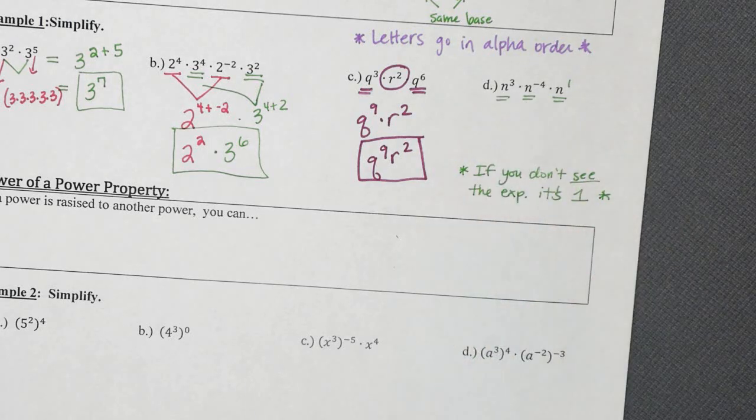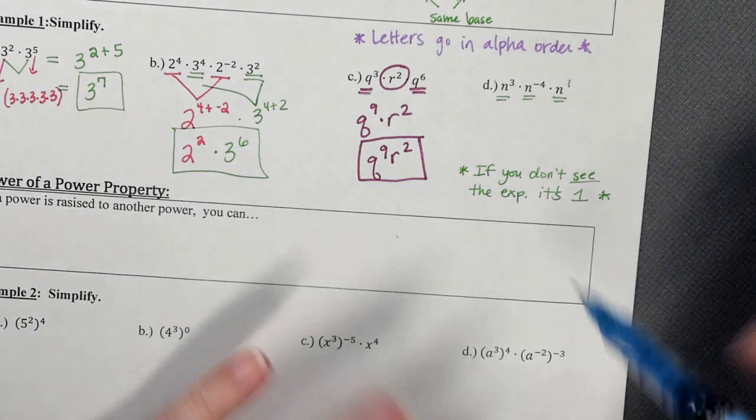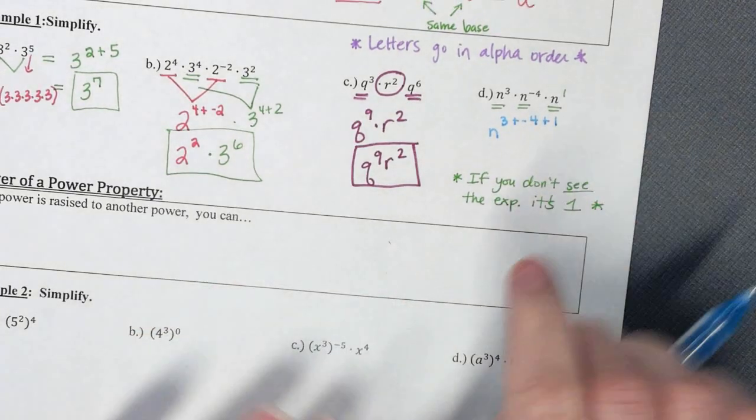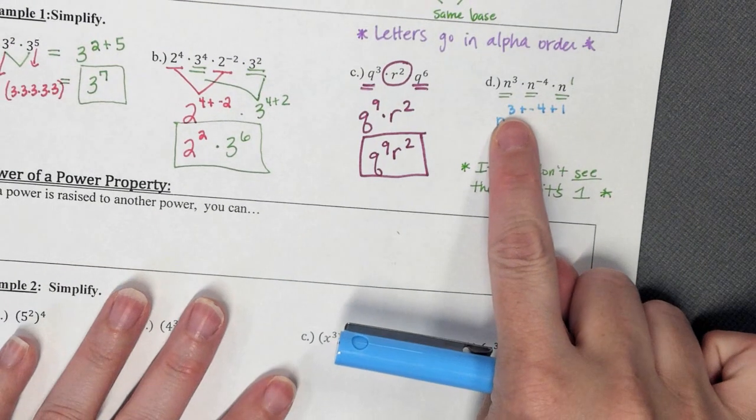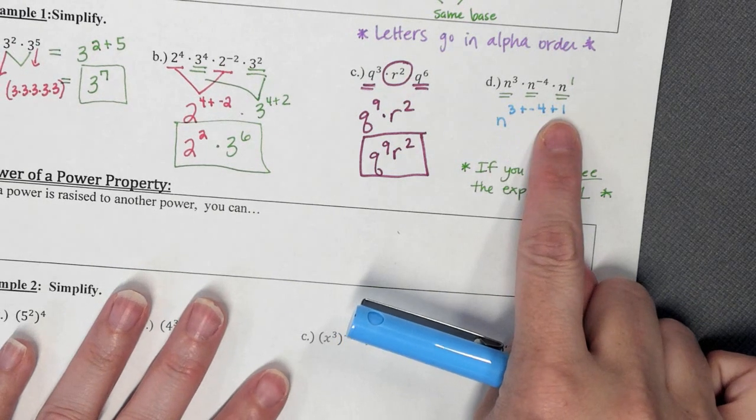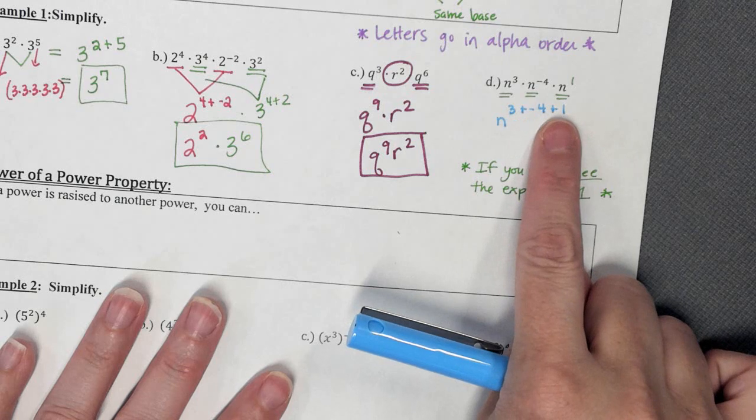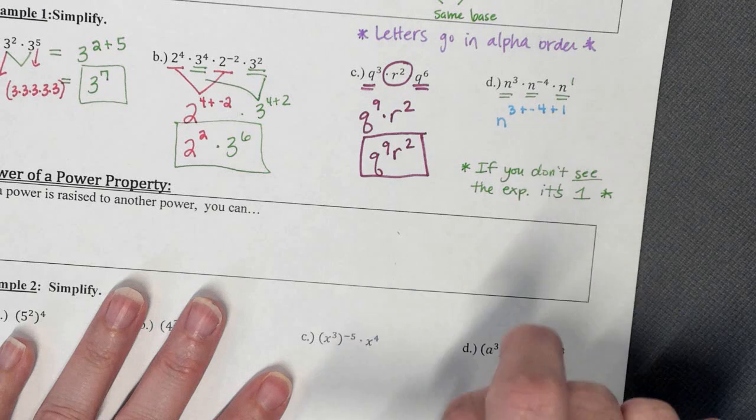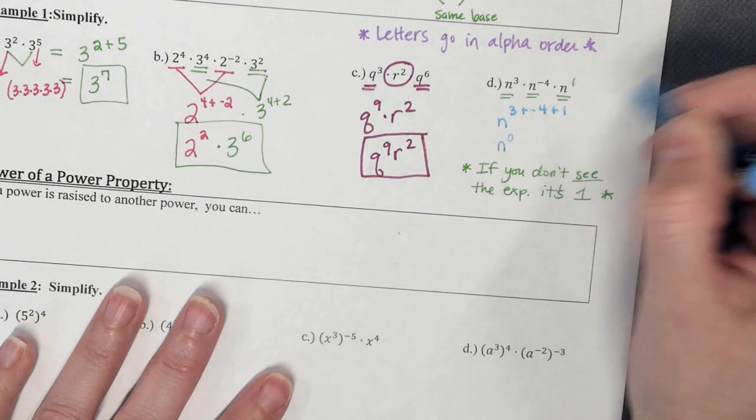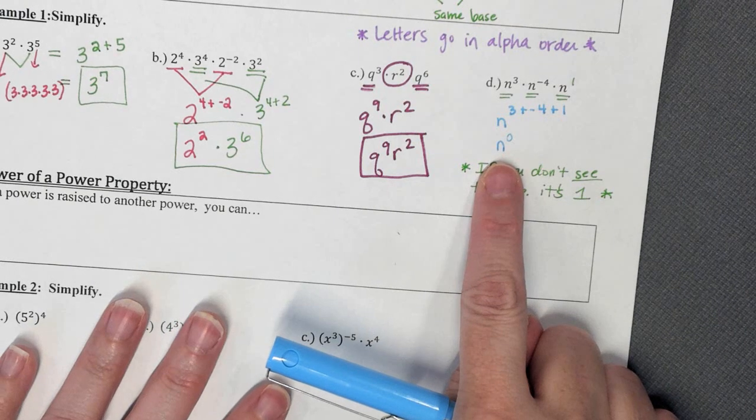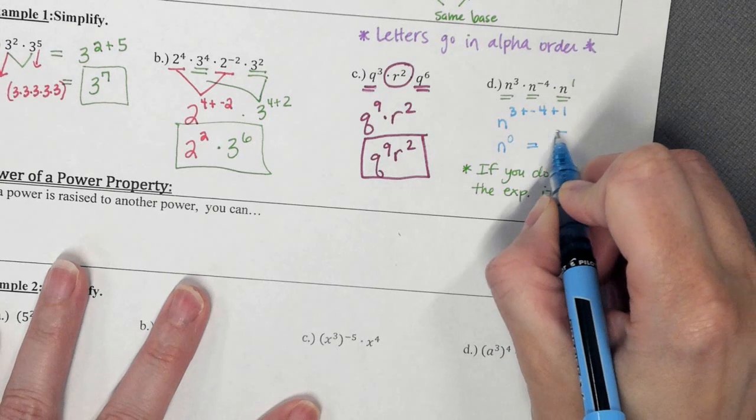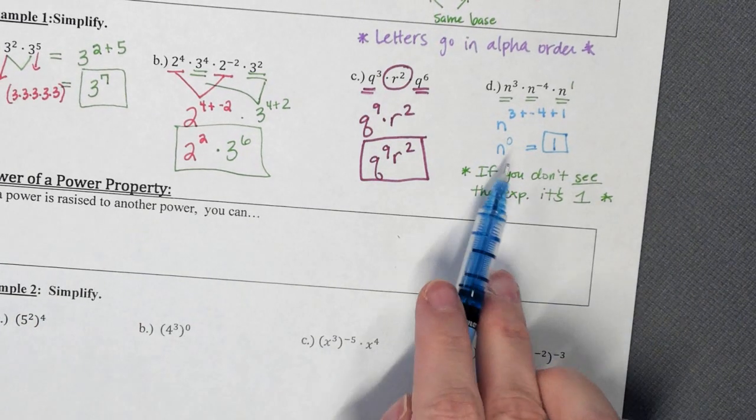Okay, and then we're just going to add all of those together. So you have n to the power of 3 plus negative 4 plus 1. So we know that 3 plus 1 is what? What's 3 plus 1? 4. So if I have 4 and negative 4, what does that make? 0. So this is n to the 0. Now this is one of our special rules, right? Anything to the 0 power is what? 1. So you would simplify that to 1, because of our special rule.